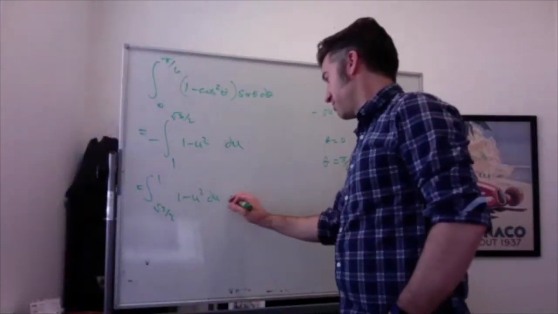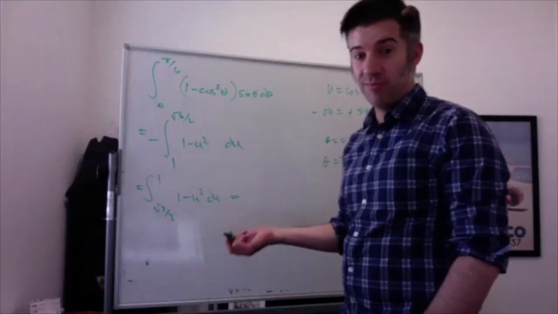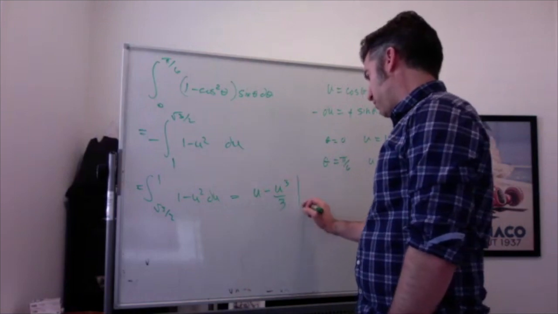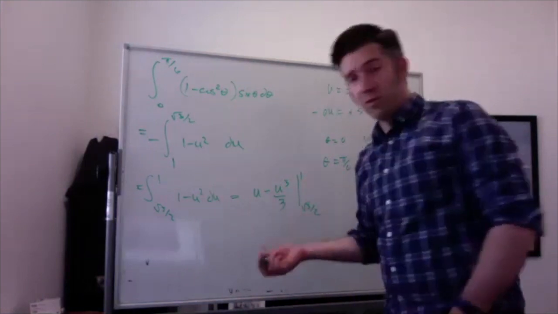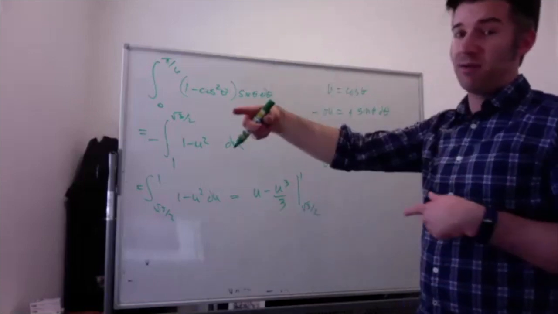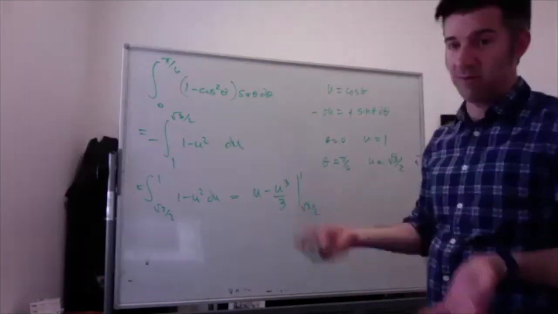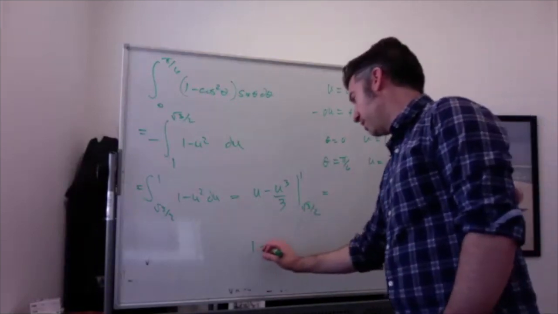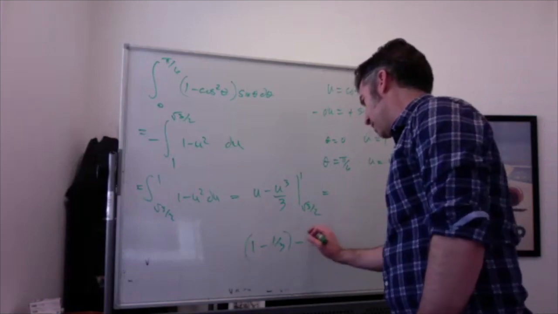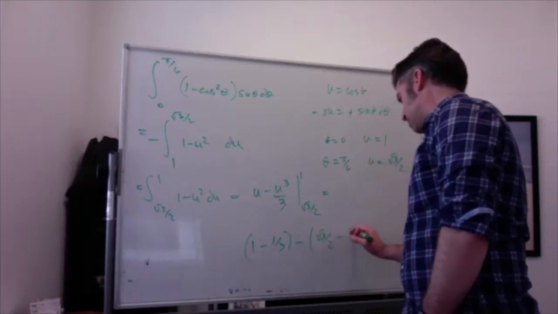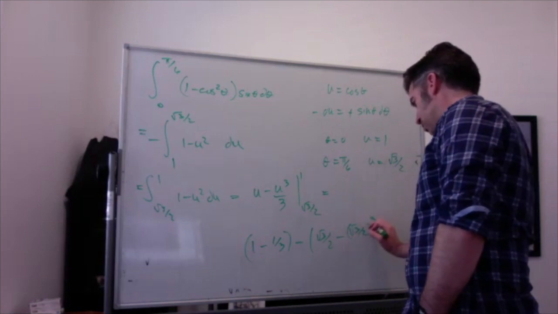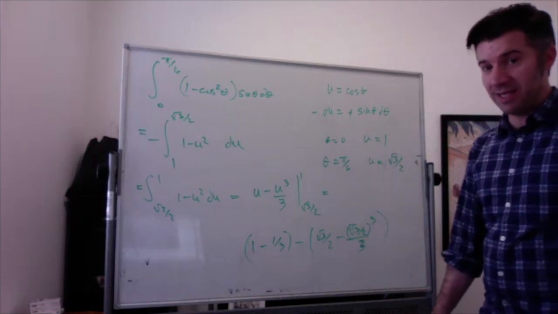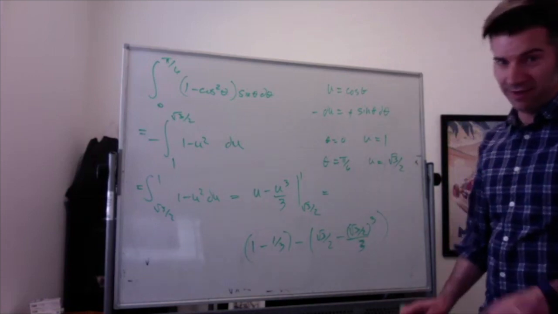Finally, I should have picked a different limit of integration. Oh well. I integrate, I get u minus u cubed over 3 from root 3 over 2 to 1. And fortunately, I don't have to go through the whole process of going back to theta and then back to x to get the original variables. I just get to plug in my transformed limits of integration. I get 1 minus 1/3 minus root 3 over 2 minus root 3 over 2 cubed over 3, which I definitely would not simplify. We've done enough.